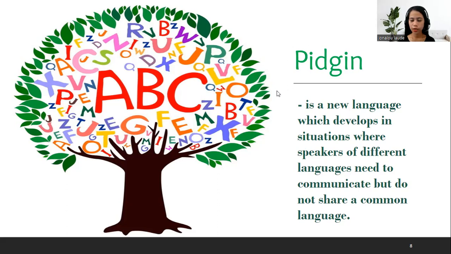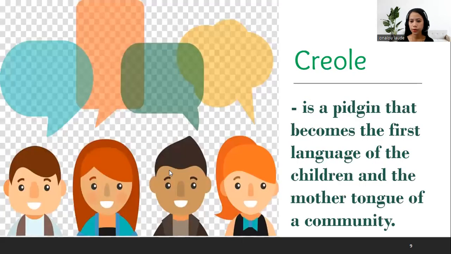This Pidgin has no native speakers, it is just a code. Unlike Creole, a Creole is a Pidgin that becomes the first language of the children and the mother tongue of a community. So the Creole is taught to the children, the Pidgin that is taught to children, and it then has sentence structure, vocabulary, grammar, and complete thoughts in sentences. So it is called Creole. It has native speakers. So that's the difference between Pidgin and Creole.